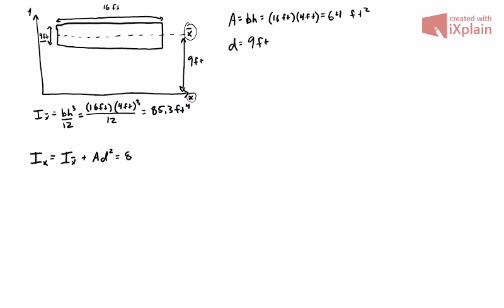So we plug in 85.3 feet to the fourth plus 64 feet squared times 9 feet squared, which is equal to 5,269.3 feet to the fourth. And at this point, we have our moment of inertia about the x-axis.